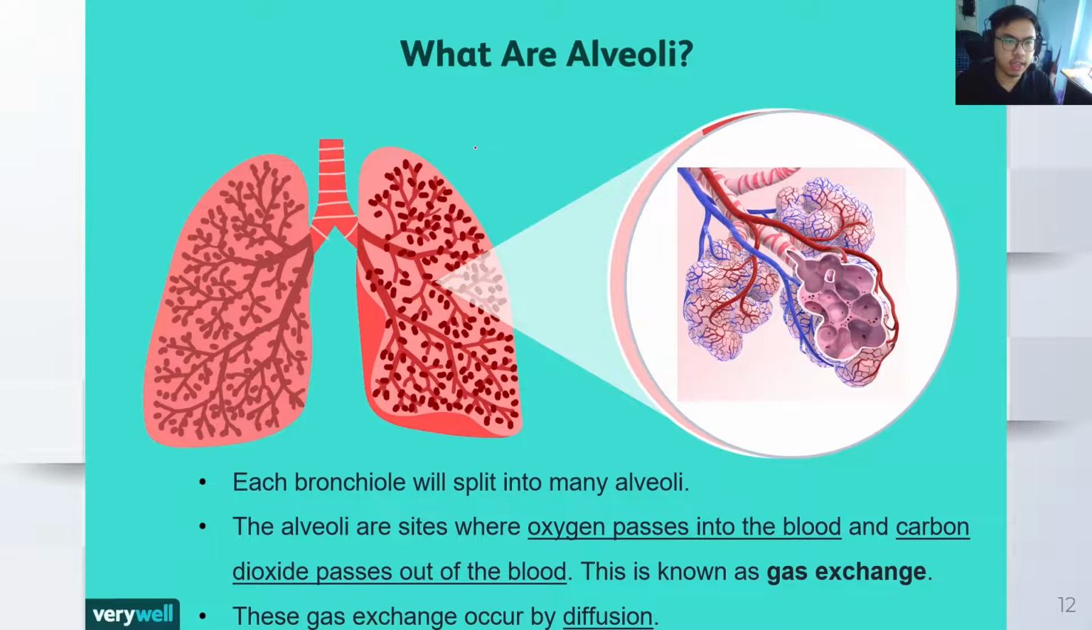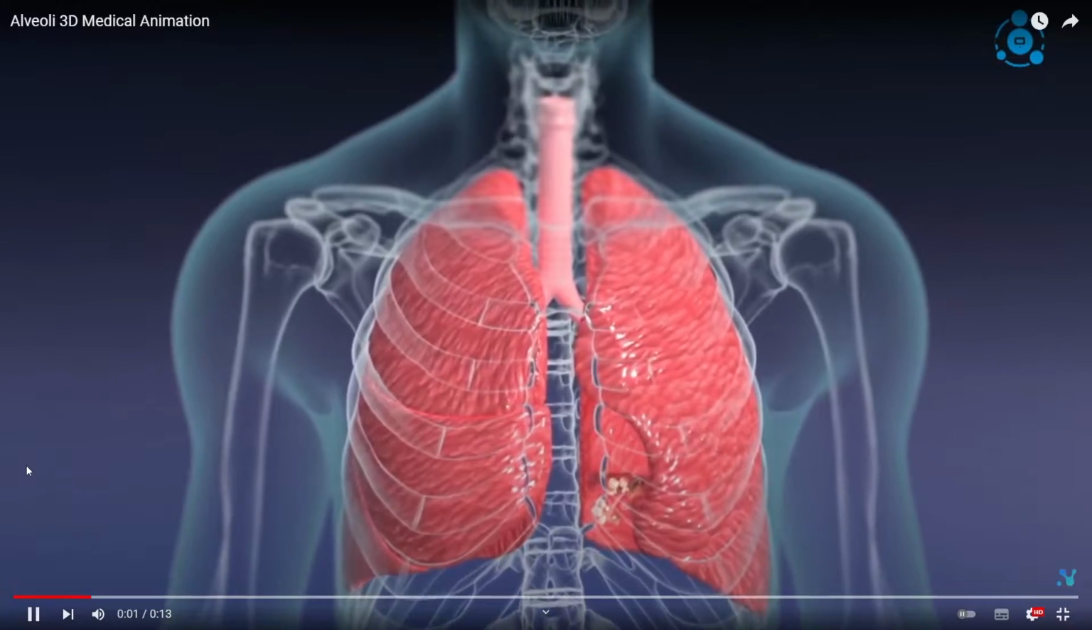The alveoli, otherwise known as the air sacs, are the part of the lungs at the end of the bronchiole. So each bronchiole will split into many alveoli. As you can see in this picture here, there are a lot of alveoli at the end of every bronchiole. So what do they look like? Let me play you a video that shows you where they are and what they look like.